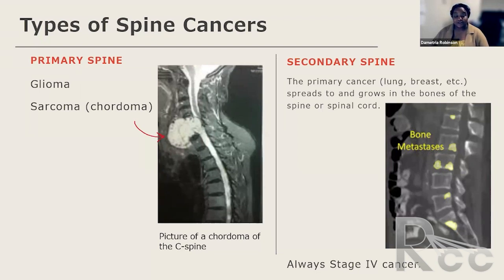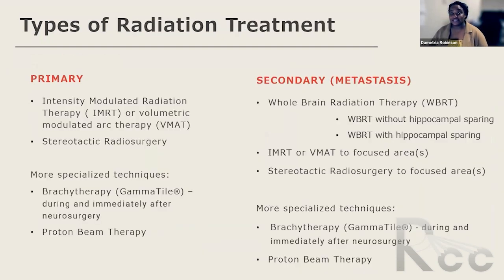Secondary tumors of the spine, again, just means that the cancer started somewhere else. Renal cell is a disease that loves to go to the spine, so that is something that you need to be aware of. They're going to come from any other site and they're going to spread to the bones of the spine or spinal cord. So we'll go to the types of radiation treatment.